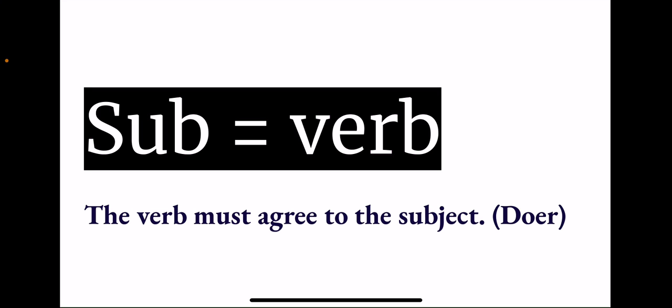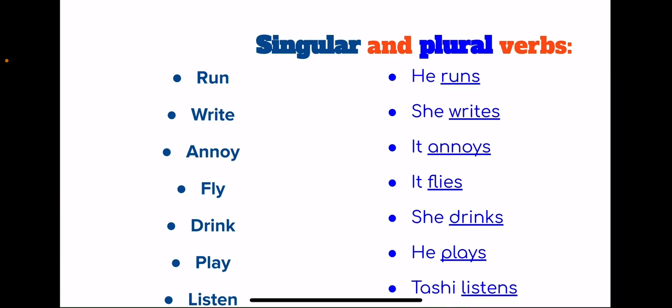Now, subject verb, right? We have been talking about this. The verb must agree to the subject. So remember that. It's not the subject that has to agree, it is the verb which has to agree to the subject. So I have listed down some verb here, okay? On the left hand side, you see plural verbs, okay? And on the right hand side, you see singular verbs. So run, write, all the basic form of verbs are in plural form. And whenever we add S to it in present tense, it becomes singular.